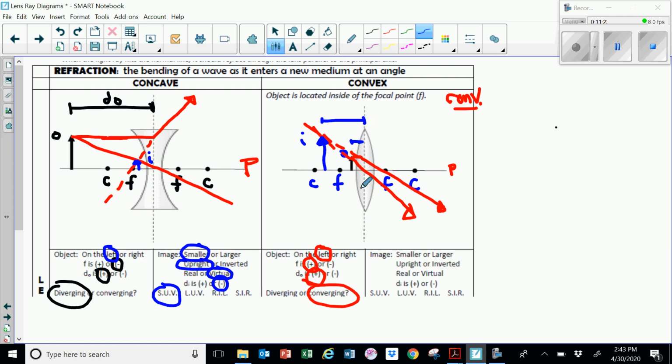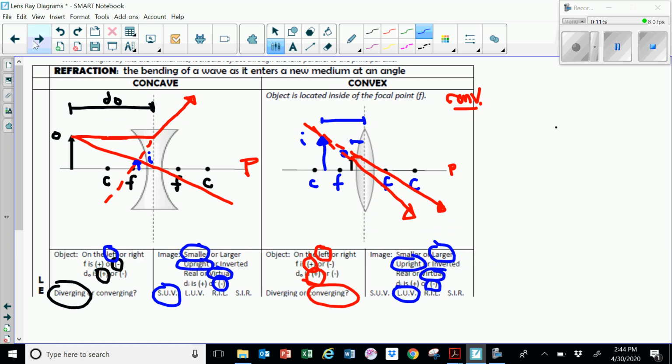Okay, so this image is larger. It's upright. And again, it can't be projected on a screen, because to project it on a screen, it has to be on the opposite side of the lens. So this is virtual. And the DI is negative, because it's on the same side as the object. In this case, this is a larger, upright, and virtual image.